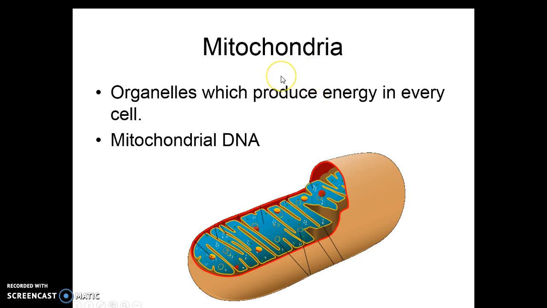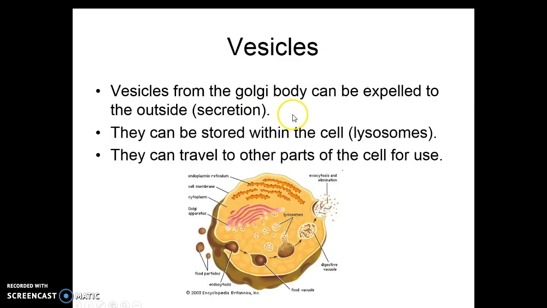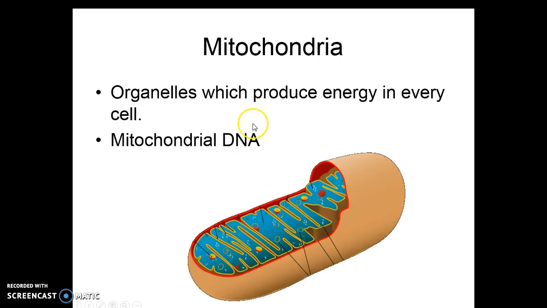Okay, now the mitochondria are not part of that chain of protein production, starting at the nucleus and ending at the vesicles that we saw. But they're very, very important because they're the organelles which produce energy in every cell. If you don't have mitochondria, you have no energy. Your body can't do all these protein building functions without energy. So the mitochondria are really important.